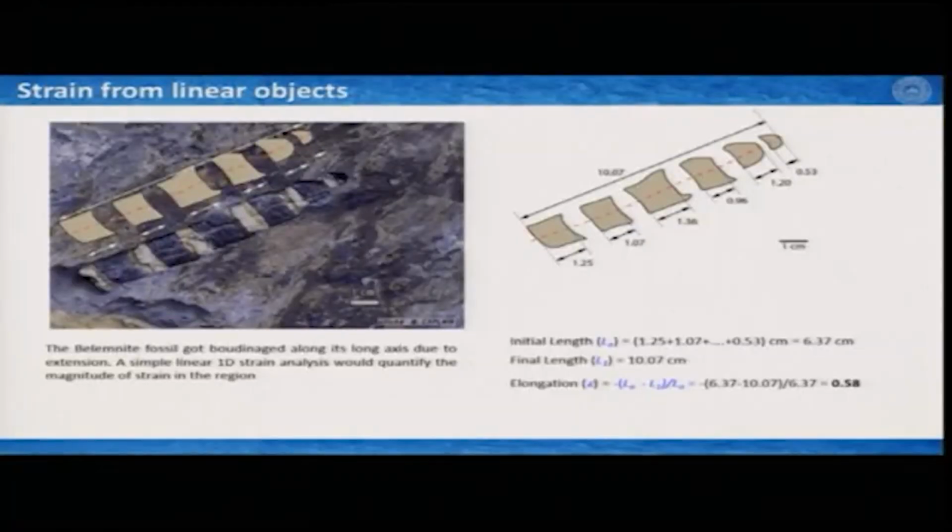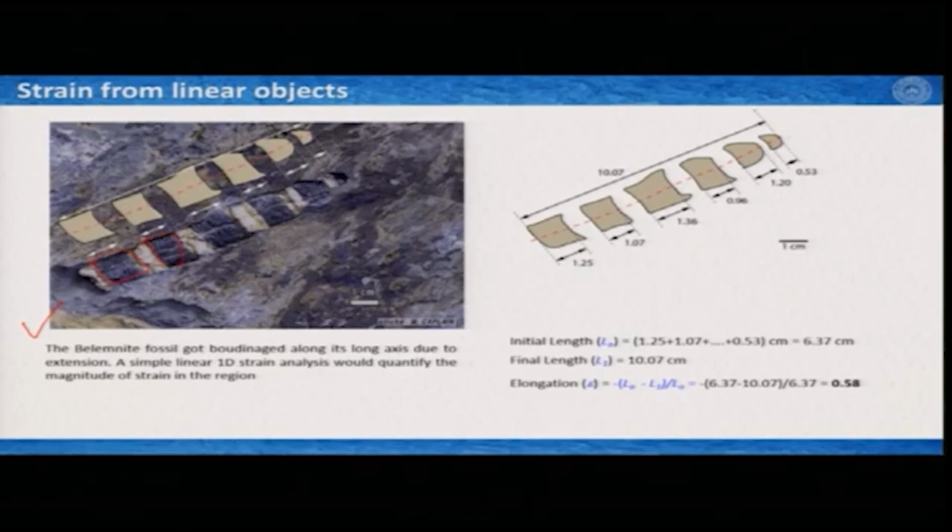So this type of strain analysis mostly gives you very first hand ideas of the strain, but to do a detailed strain analysis there are some other methods, and we may learn this in a course on advanced structural geology. So moving on, let us start with the strain measurement from a linear object. What we see here in this image, this creature, as you see, has some broken square-like features filled with some materials. So this is a belemnite fossil that got budinaged.